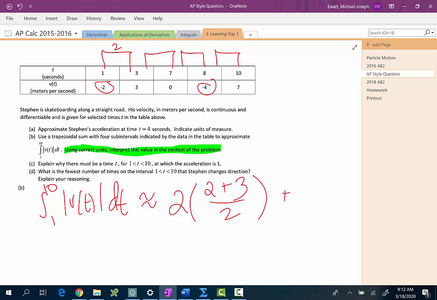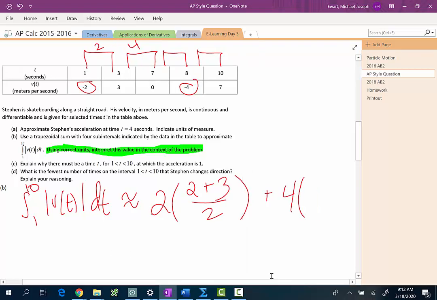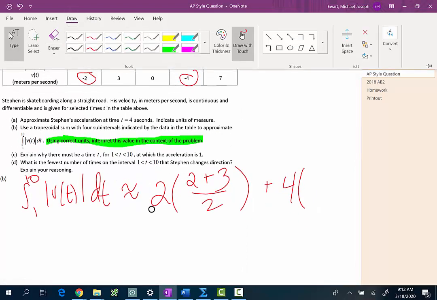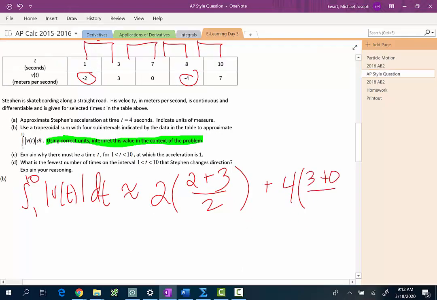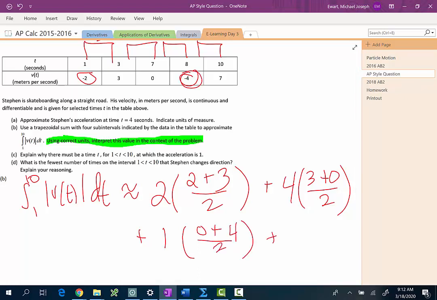And plus, from 3 to 7 that has a width of 4, so plus 4 times 3 plus 0 over 2. And I'm going to just add on down here. Plus from 7 to 8, that has a width of 1, right? And then we're going to have 0 plus, now the negative 4 is going to turn positive, over 2. And plus the last width is 2, and that negative 4 again is going to turn positive: 4 plus 7 over 2.